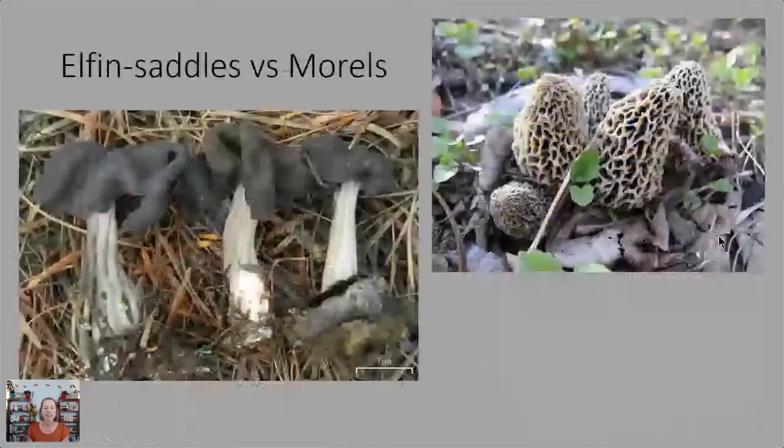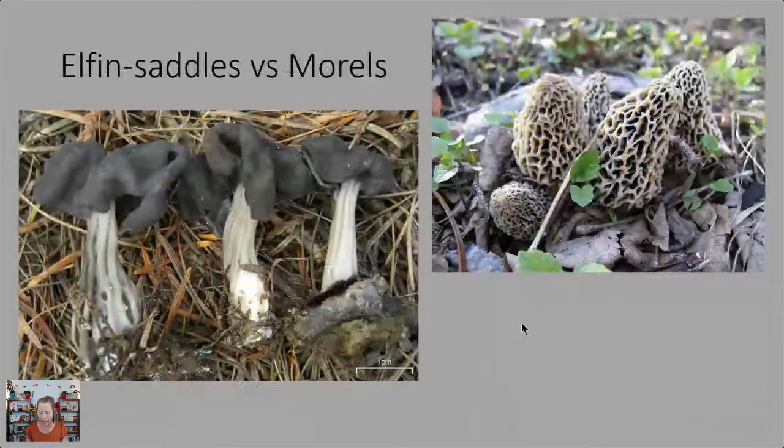And then here's just another example of a similar looking mushroom. These are called fluted black Elfin-saddles. And these are also under pines and oaks, so they could live in the same habitats. But you see, it's their stem or their stipe that looks a little bit more like a morel, having the ridges, and then the top pretty much looks different than morels.